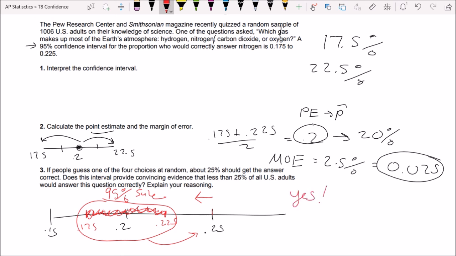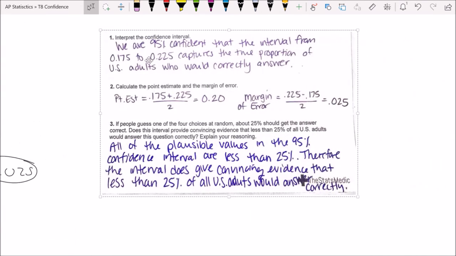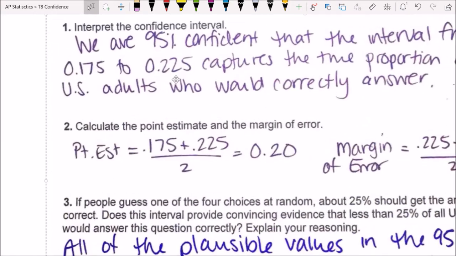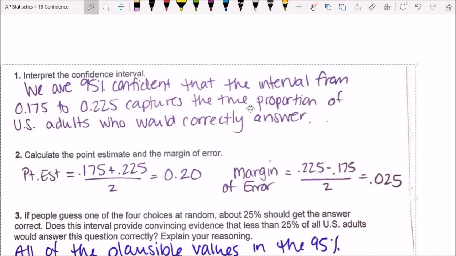Absolutely. Okay, and then what about number 1? I'm just going to go ahead and put that on the screen here. So there it is. We are 95% confident that the interval from 0.175 to 0.225 captures the true proportion of U.S. adults who would answer correctly, or who would correctly answer. Okay. If you're 1 or 2 words off, you're not going to get marked down on those on the AP exam, but you do need to capture that golden answer, or that golden response that I showed you up above.